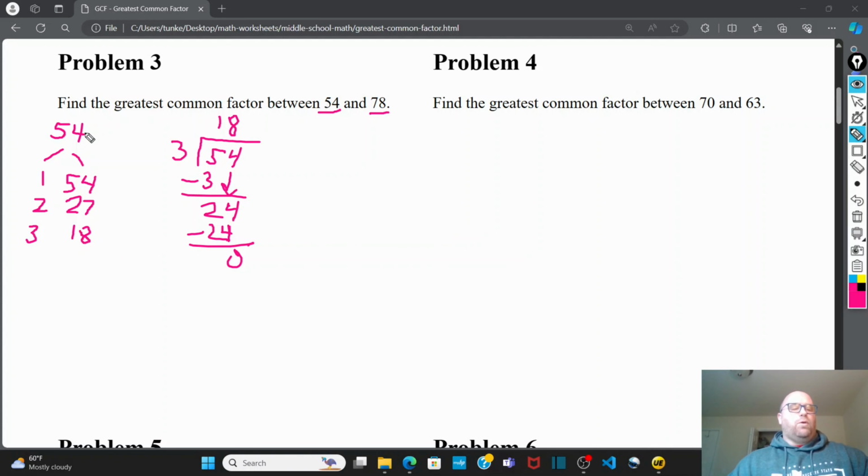It's not divisible by 4, not divisible by 5, but since it's divisible by 2 and 3, it should be divisible by 6. So let's do that. And 6 will go into 54 exactly 9 times. 9 times 6 is 54. So we can do 6 times 9.